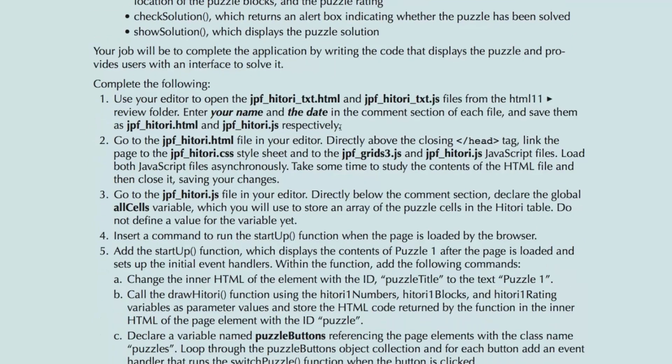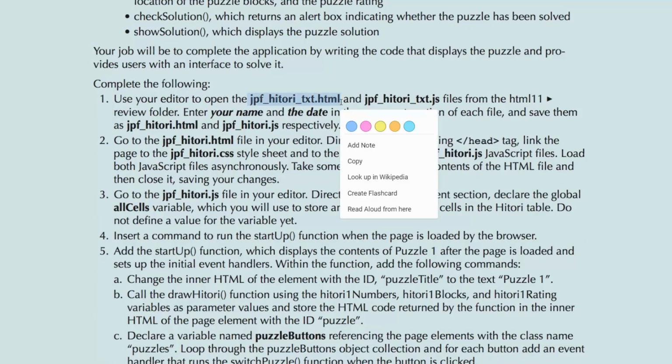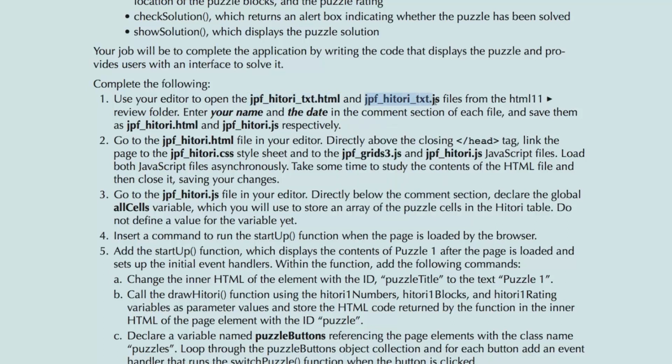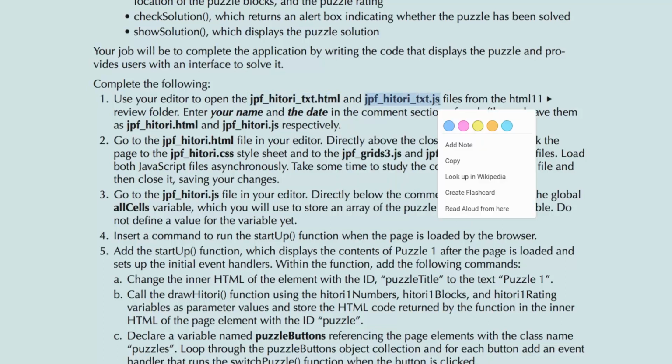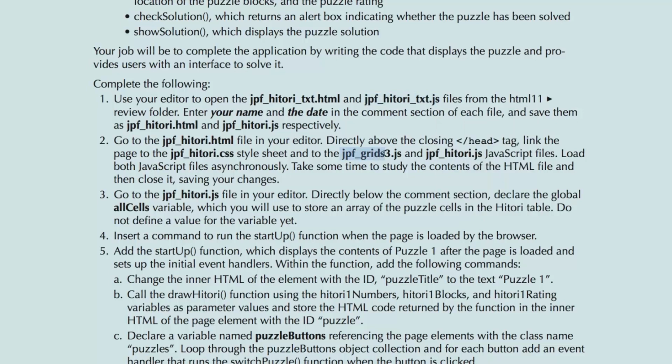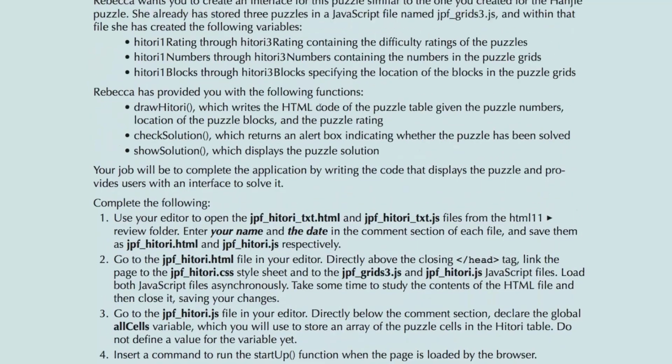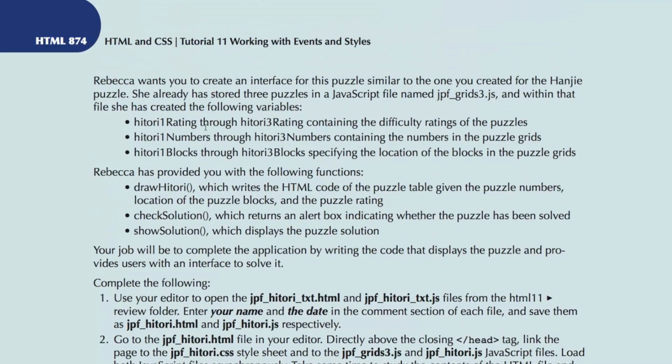So on step 1, we're going to open up these two files, JPF_Hattori_txt.html and JPF_Hattori_txt.js, and put our name and date in there. And then also we want to take a look at this JPF_Grids_3 file so that you can see these arrays that we were talking about just a bit ago.